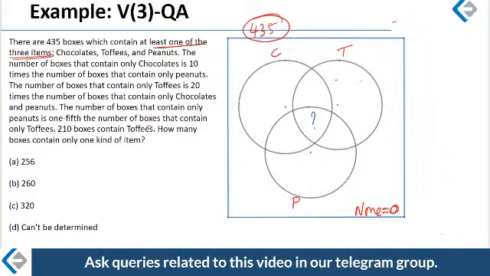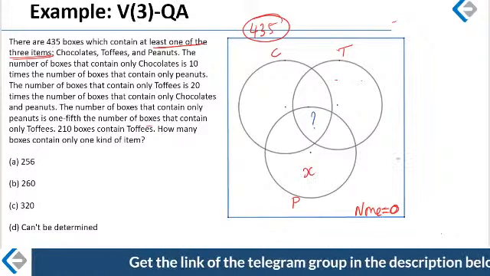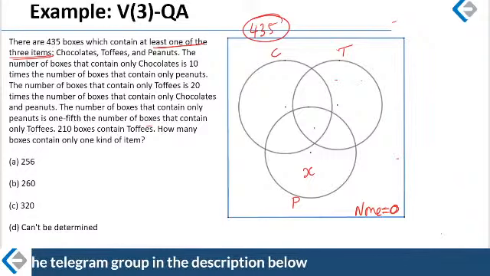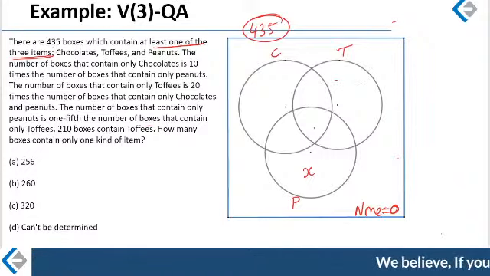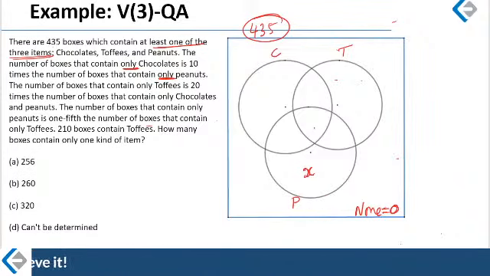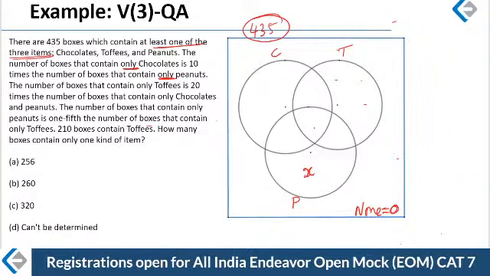Great, let's go further. The number of boxes that contain only chocolates is 10 times the number of boxes that contain only peanuts. If I say that only peanuts is X, then the number of boxes containing only chocolates becomes 10 times. Pay attention to the word 'only' here. I wrote X here, not outside, because there is importance to the word 'only'. So X, then chocolate would become 10x.